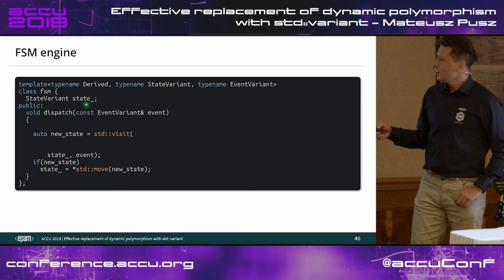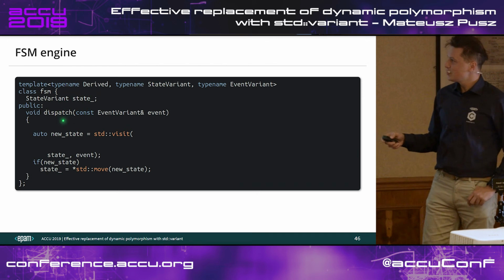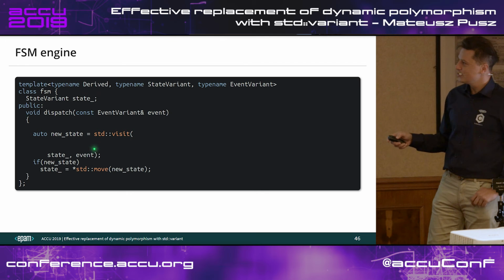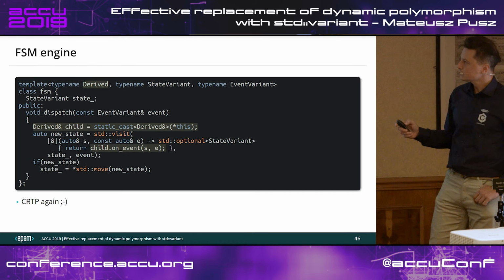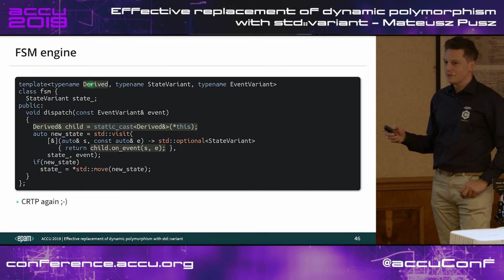And the last case for today will be a variant that stores a transition logic in Finite State Machine itself. For this, we'll have a Finite State Machine that has a dispatch, has a new state, visitor, state event. This is similar to the previous case. The difference is that right now we have here derived type. And this derived type means that we have CRTP again.